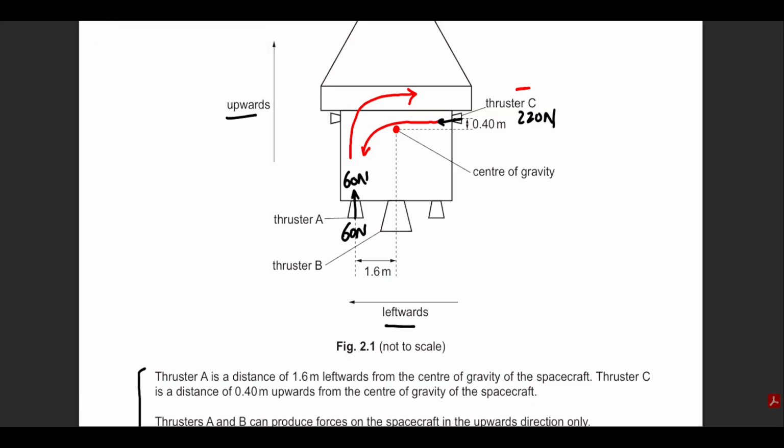So this one will be 60, since the formula for moment is force times perpendicular distance. So the perpendicular distance between the center of mass and the line of action of the force, at 90 degrees like this. So this becomes 60 times 1.2.